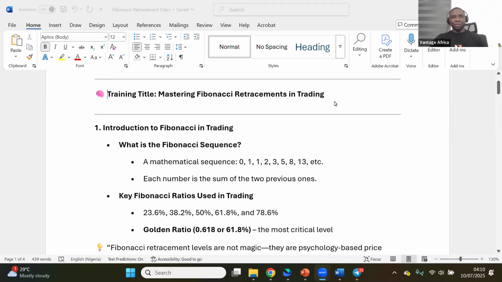Today's class is going to be on the Fibonacci retracement, right? This is very important because in the market, what we're looking for most of the time is trying to get an understanding of where the market is going next, right? So what we're doing is looking at historical price patterns, historical price data, to determine where the market is about to go next, or what the market is about to do next, right?